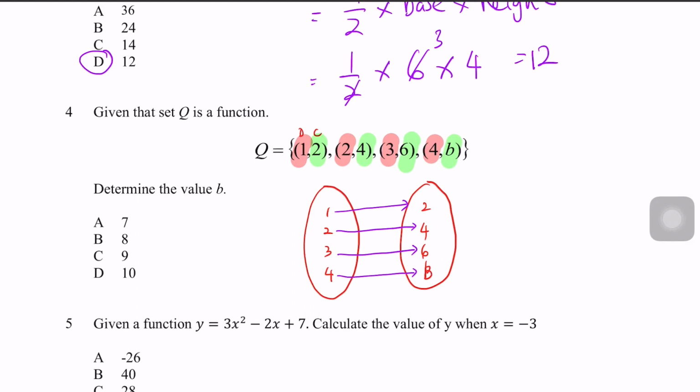So for this function, we can say that f(x) is equal to 2x. Betul kan? 1 darab 2 jadi 2, 2 darab 2 jadi 4, 3 darab 2 jadi 6, 4 darab 2 jadi 8. So kita tahu darab 2, so x is 4, kita akan dapat 8. Boleh eh?